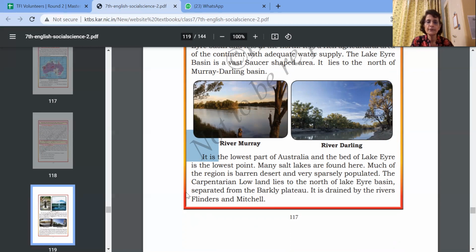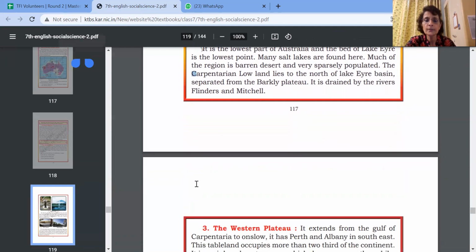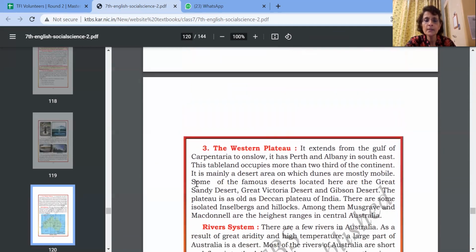And this is the fifth point from here. Carpentarian lowland lies in the north of Lake Eyre Basin and it is separated from the Barkly Plateau and it is drained by 2 rivers. One is called the Flinders and one is called the Michelle. Okay. So I hope you have got all this information and done all your markings.